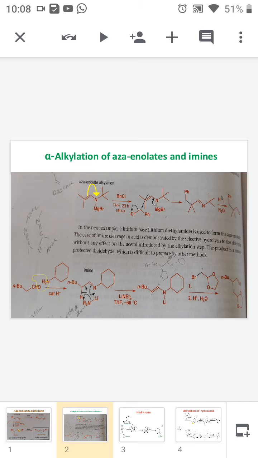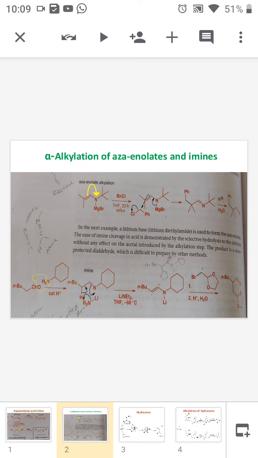The next example, the reaction of the aldehyde with an amine, primary amine. So nBuCH2CHO reacts with NH2 cyclic ring. So naturally there is a condensation reaction that will occur and form an imine.